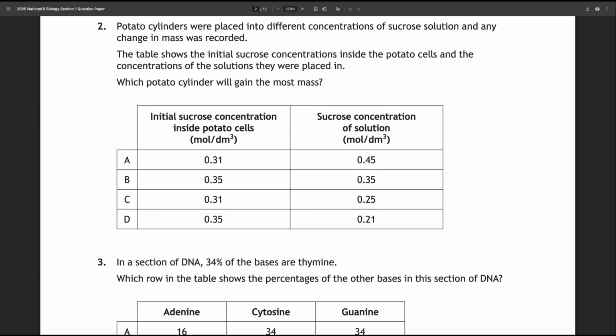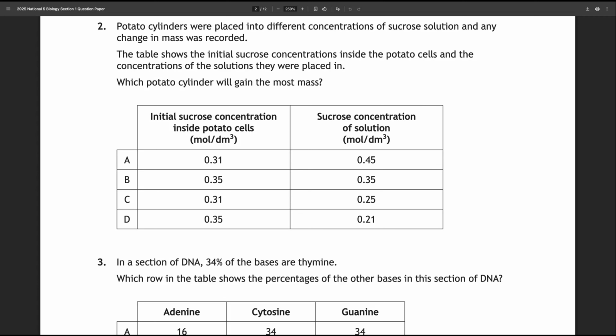Option B, we can see that the sucrose solutions are the same both inside and outside the cell. So therefore, there'll be no net movement of water molecules. For C, we can see that we get 0.31 again inside the cell and 0.25 outside the cell. This time we've got 99.69 inside the cell and 99.75 outside the cell. So we actually have a higher concentration outside of the cell this time, and that means that water is going to move from the higher outside to the lower concentration inside. So it is actually going to gain mass for C.